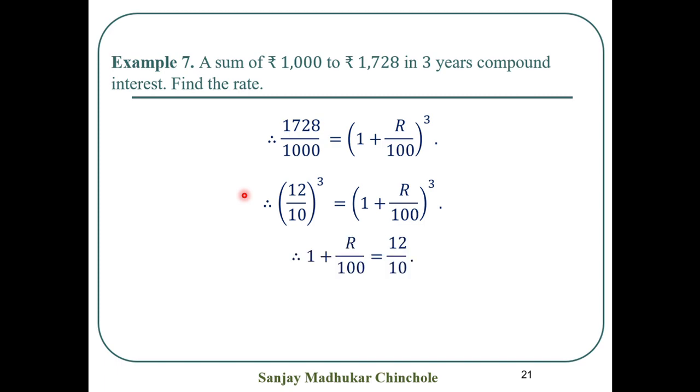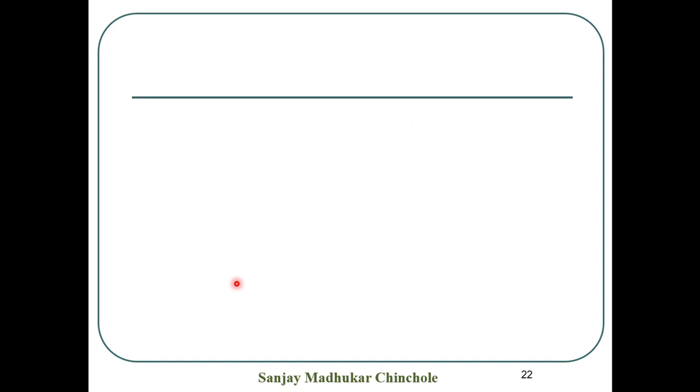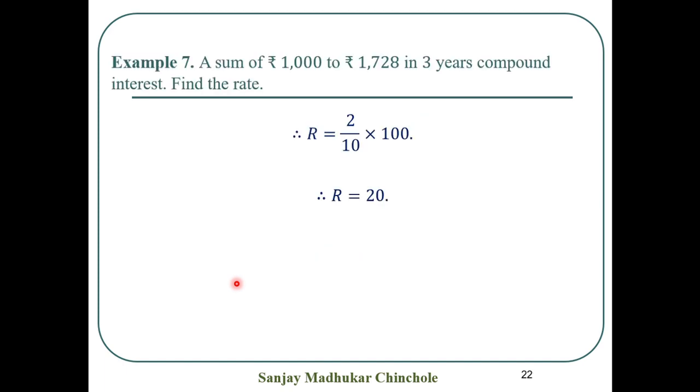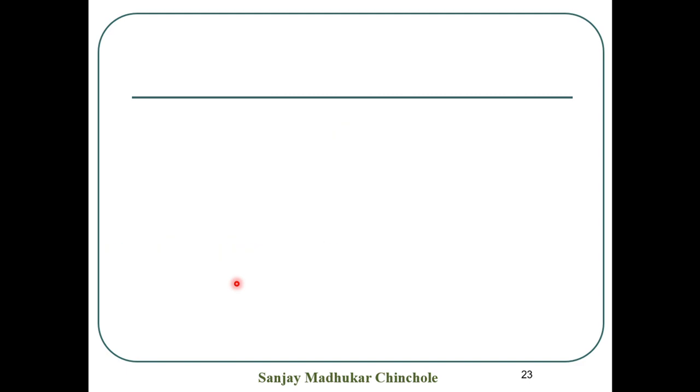Taking cube roots on both sides, we will get 1 plus R upon 100 is equal to 12 upon 10. It can be simplified as 6 by 5, and after subtracting 1 from that 6 by 5, we will get it as 1 by 5 or 2 by 10, and shifting this 100 towards right, you will get R is equal to 1 upon 5 into 100, it is equal to 20%. So R is equal to 20% rate of interest.